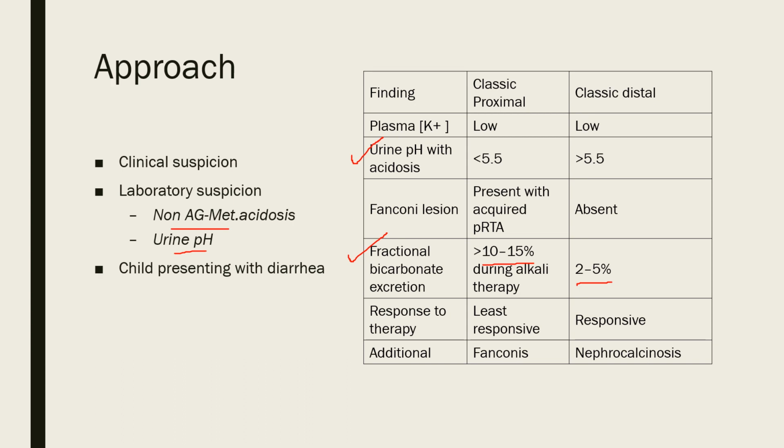So, a child with distal tubule defect, if you are giving an alkali therapy, will be very responsive because the acidosis will get corrected due to reabsorption of bicarbonate. Whereas in a proximal tubule, it is difficult to correct because whatever bicarbonate you are going to give may not get absorbed from the tubules.